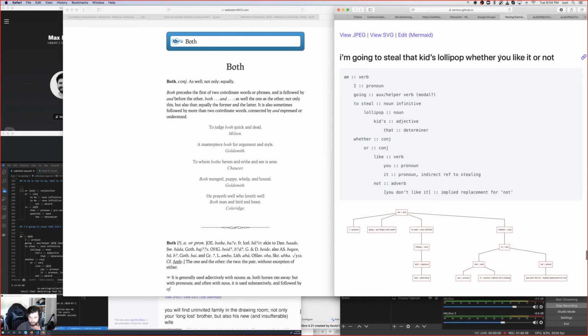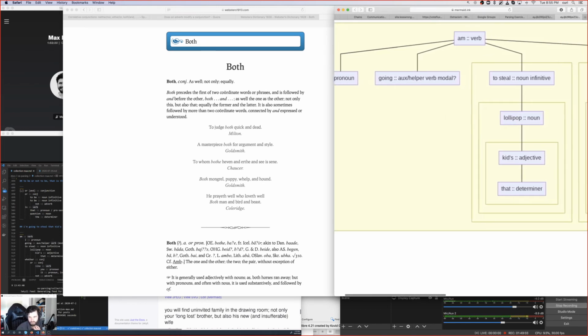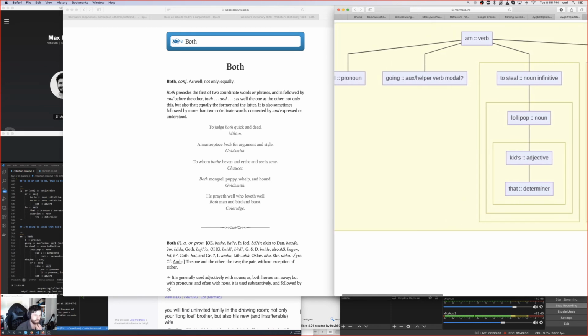Steal that kid's lollipop whether you like it or not. So verb "am," and then we have a chain of non-finite verbs with the "going" and the "steal." And then we have the "whether," conjunction, and the "you like." So the "going," I realize I put down as an auxiliary helper verb and then modal, but I think that's just a gerund, thinking about it, like it's an "-ing." So "to steal" should be the child of "going."